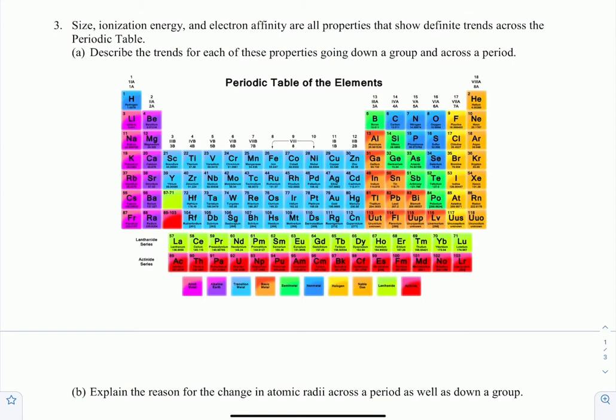All right, size, ionization energy, and electron affinity are all properties that show definite trends across a periodic table. Describe the trends for each of these properties going down a group and across a period. Okay, so I'm going to show it all going one direction. I'm going to show it as going up a group, and we'll explain why that makes sense also going down a group.